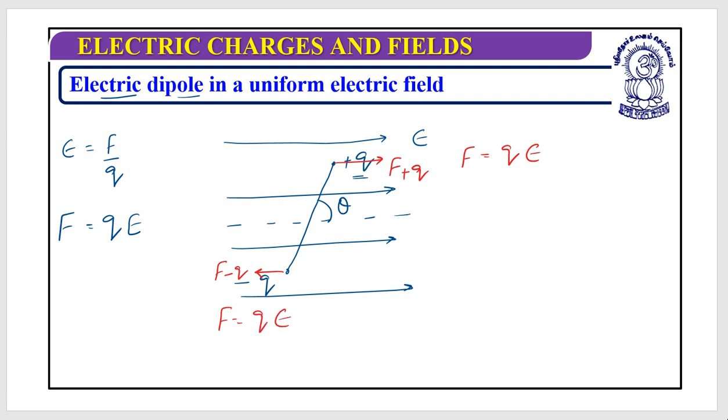So if I am asked what would be the net force on a dipole when placed in a uniform electric field, I can say it's plus qE minus qE. Both have the same magnitude but opposite direction, so that's why it is zero. Now this dipole has a net force of zero, but does it have a torque? Think over it.